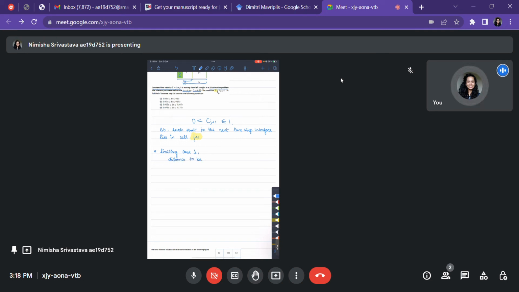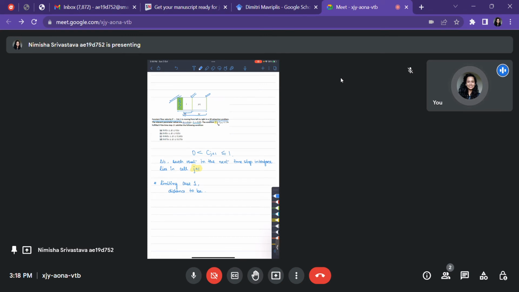One thing to note importantly over here is that this is a constant flow velocity and it's a 1D problem, right? So if we are told that the Cj is 0.35, that means that this region is 0.35 into delta x.